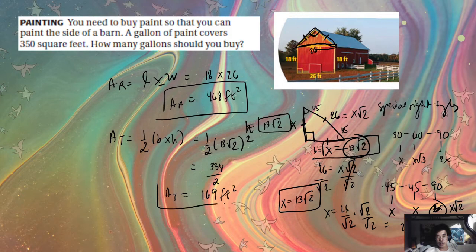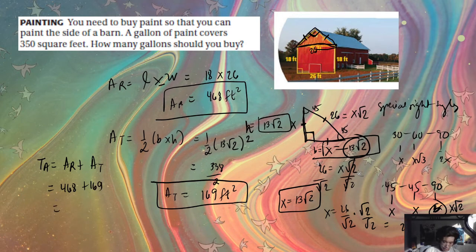So therefore, the area of our triangle is equal to 169 square feet. Now, we need to find the area of the entire front side of the barn, the gabled roof front part and the front facing rectangular part. So the total area is equal to the area of the rectangle plus the area of the triangle, which is equal to 468 plus 169. That should give us around 637.